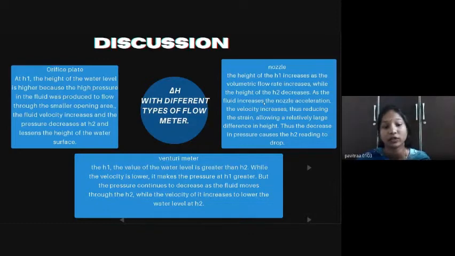Next, in the venturimeter, the value of the water level at H1 is greater than H2. This happens because the venturimeter consists of a segment that converges rapidly. While the velocity is lower, it makes the pressure at H1 greater. But the pressure continues to decrease as the fluid moves through to H2, while its velocity increases, lowering the water level at H2. Next slide.